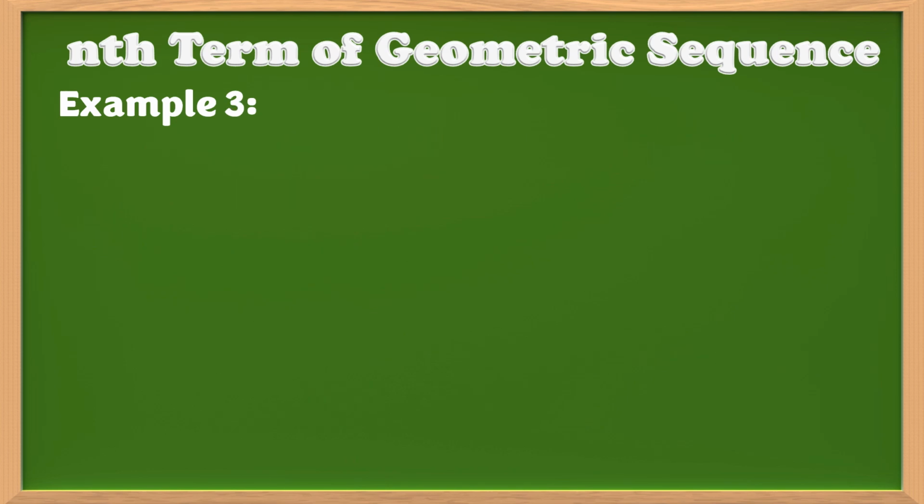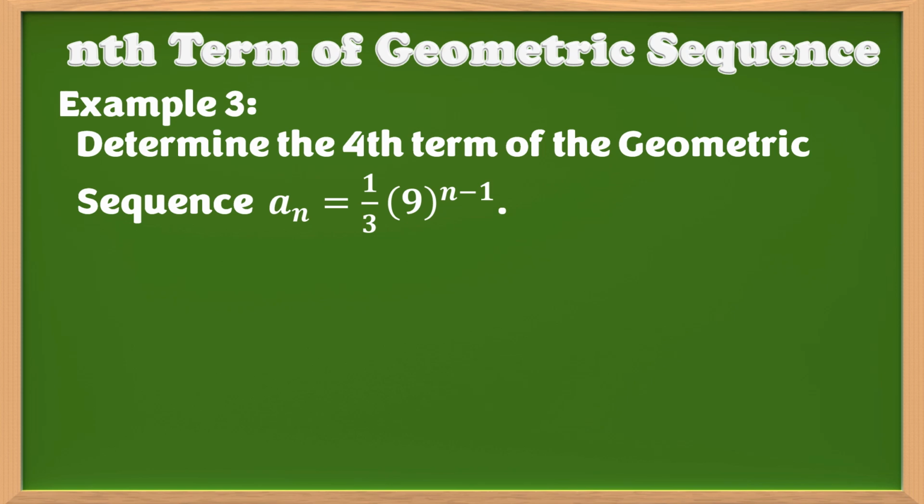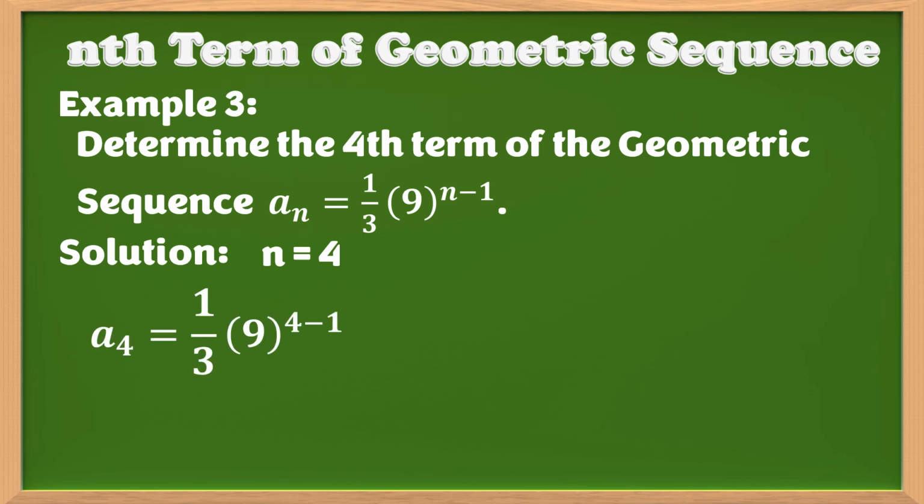For example number 3, determine the fourth term of the geometric sequence a sub n equals 1/3 times 9 raised to n minus 1. So the value of n in example number 3 is 4. And we're going to change now the value of n into 4 in the given general term. So we have a sub 4 is equal to 1/3 times 9 raised to 4 minus 1. And then next is we're going to simplify the exponent of 9, which is 4 minus 1. So that is equal to 3. And the equation will become a sub 4 is equal to 1/3 times 9 cubed.